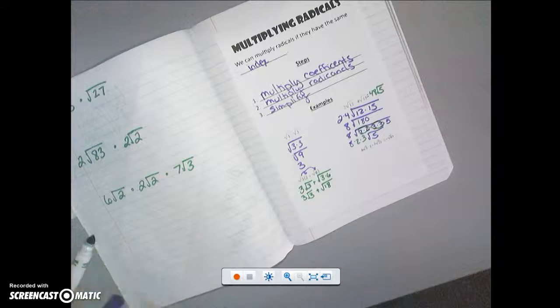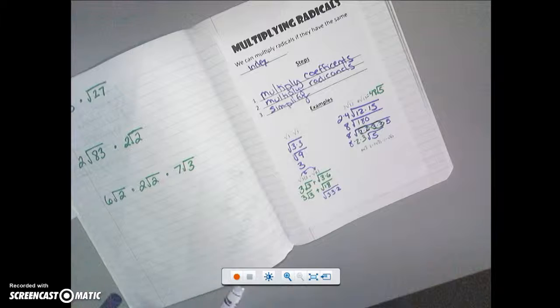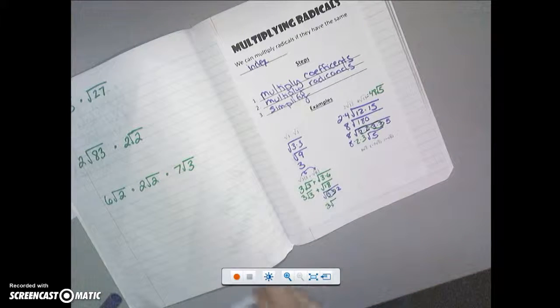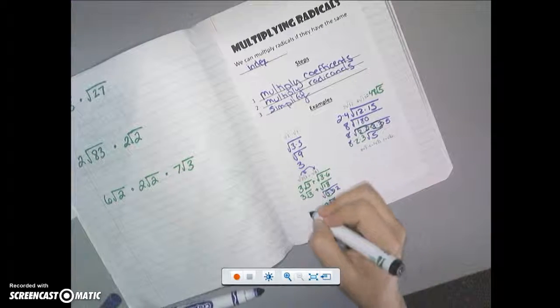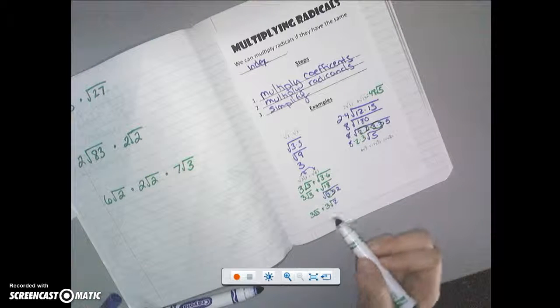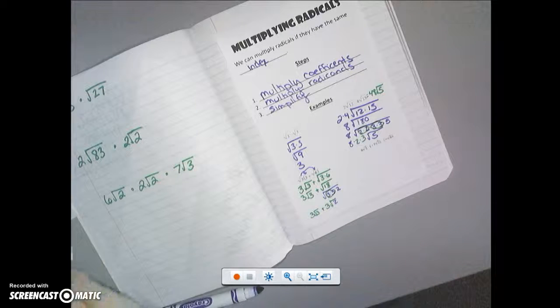Now we can simplify 18, though, to 3 times 3 times 2. We get our group of 3 gets to leave, 2 stays home, and plus 3 square root 3. And we have to remember our rules of adding radicals. Our radicands have to be the same, and since those aren't the same, that's as far as it can go.